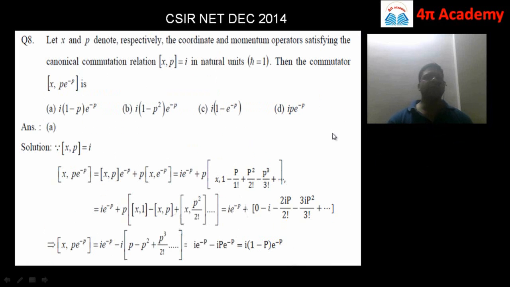Okay, now let us discuss the next problem, which was asked in CSIR NET December 2014. Let x and p denote respectively the coordinate and momentum operators satisfying the canonical commutation relation, that is x comma p is equal to i in natural units where h cross is equal to 1. Then you have to find out the commutator of x comma p into e raised to power minus p. So here you are given that x comma p is equal to i.